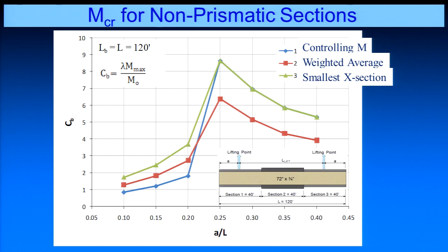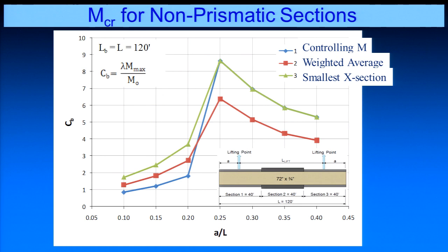As I said, we did prismatic sections along the length. We also did non-prismatic sections. We wanted to come up with a simple approach, though, for an engineer to be able to take into account a non-prismatic section. So one of the things we looked at was which cross-sectional properties to use to evaluate the buckling capacity. Okay?